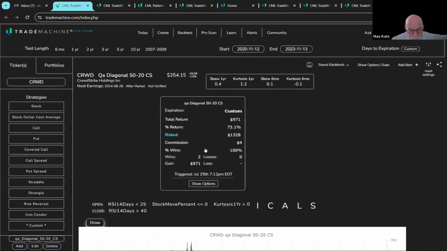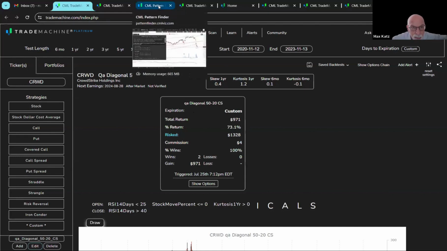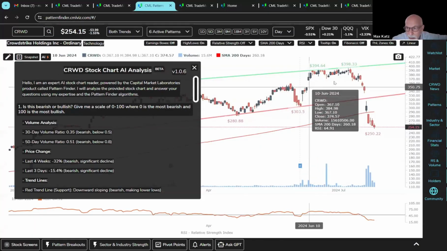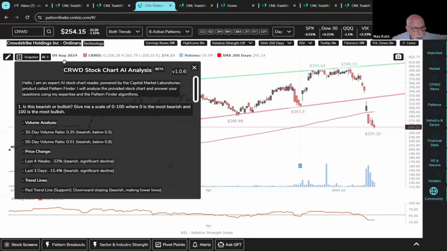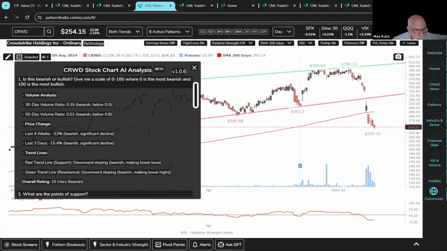Still has good results. But then I said, Max, what does Pattern Finder think about this? What does Pattern Finder think about Crowd before I go and take this trade? So I went into Pattern Finder and I looked at the chart, and then I clicked on the AI button, as Amanda had shown you before, and I got the stock chart AI analysis. And you can read this on your own, but I'll go through what the key things were for me.